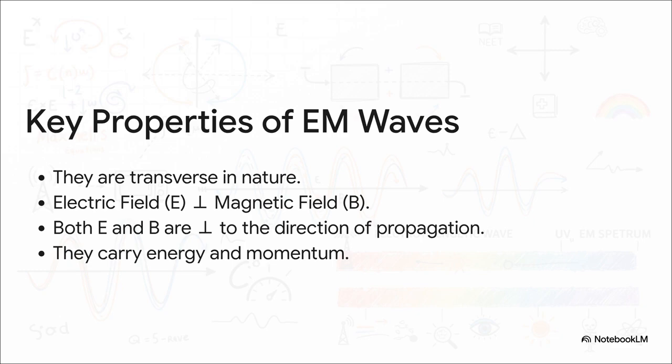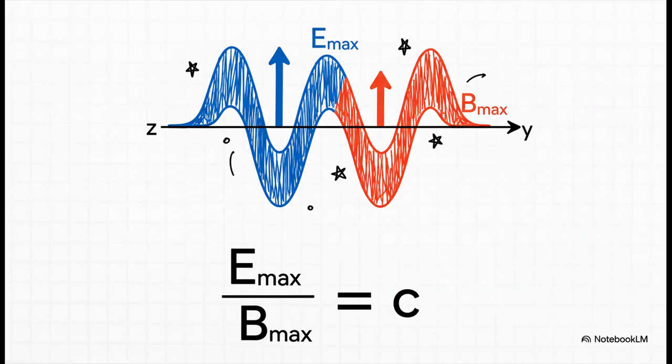the z-axis. Okay, this one is a must-know formula for NEET, for sure. The peak strength of the electric field, we'll call it E0, divided by the peak strength of the magnetic field, B0, is always equal to the speed of light c. They're locked into this constant ratio. It's a super useful relationship for solving problems.